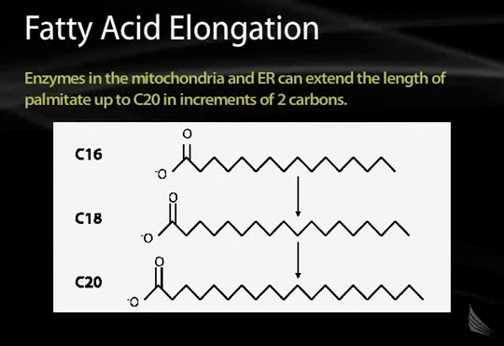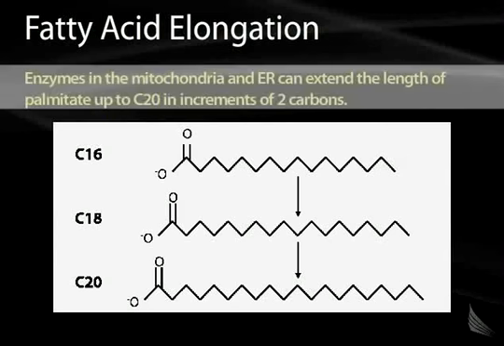Now, we don't just use palmitate in our bodies. We also use other fatty acids. The fatty acid synthase, though, pretty much only produces palmitate. And so sometimes we have to make longer fatty acids. And there are enzymes in the mitochondria and the endoplasmic reticulum which can extend the length of palmitate up to 20 carbons in increments of 2 carbons each.